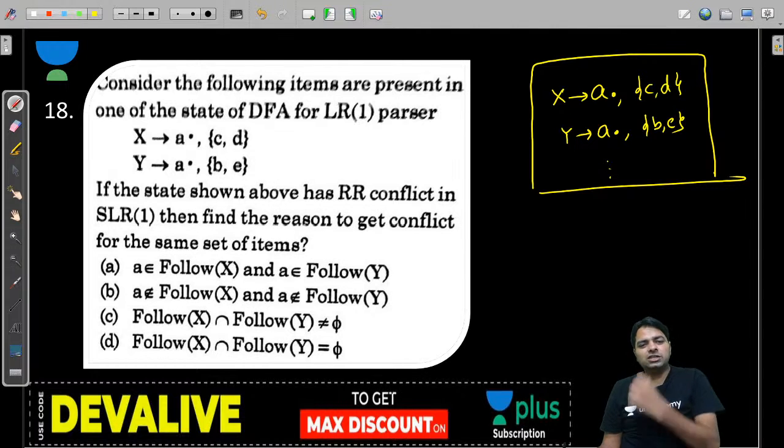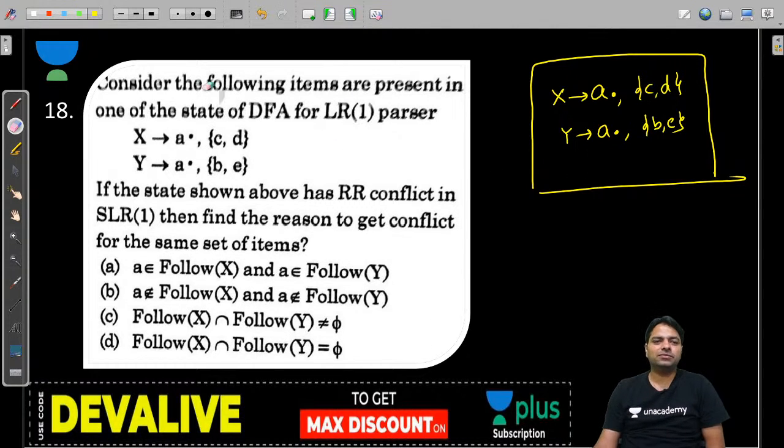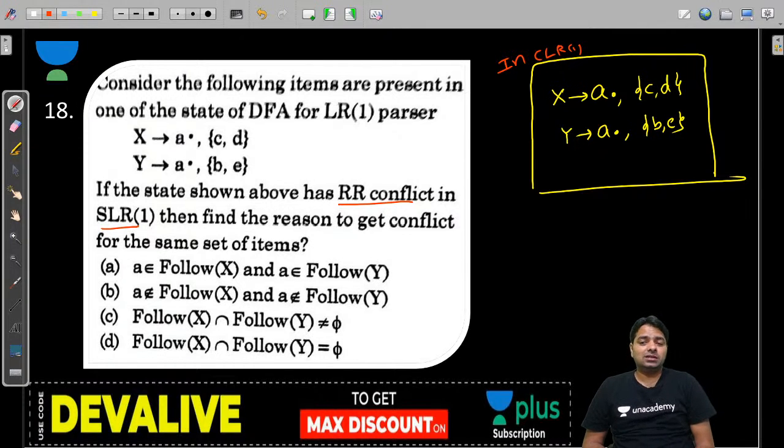If the state shown above has an RR conflict, only these two items we take. It has an RR conflict in CLR1, but they are asking about SLR1. So is this state going to produce an SLR RR conflict? Find the reason to get a conflict for the same set of items. They want to talk about X and Y.